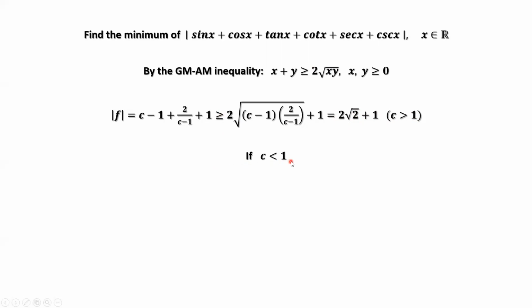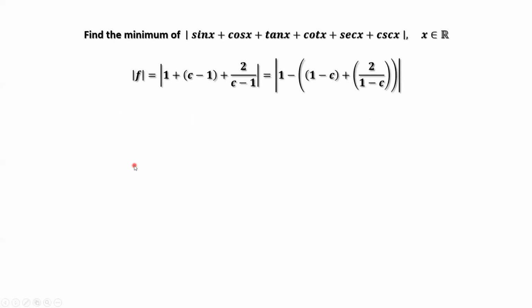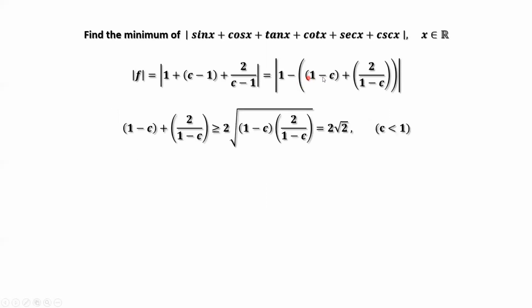If c is less than 1, we rewrite the inside part as 1 plus c minus 1 plus 2 over c minus 1. So here, minus 1 plus 1 cancel. Then we swap the locations of c and 1. So 1 minus c, 1 minus here c minus 1. If we swap, we have to put a negative sign in front.